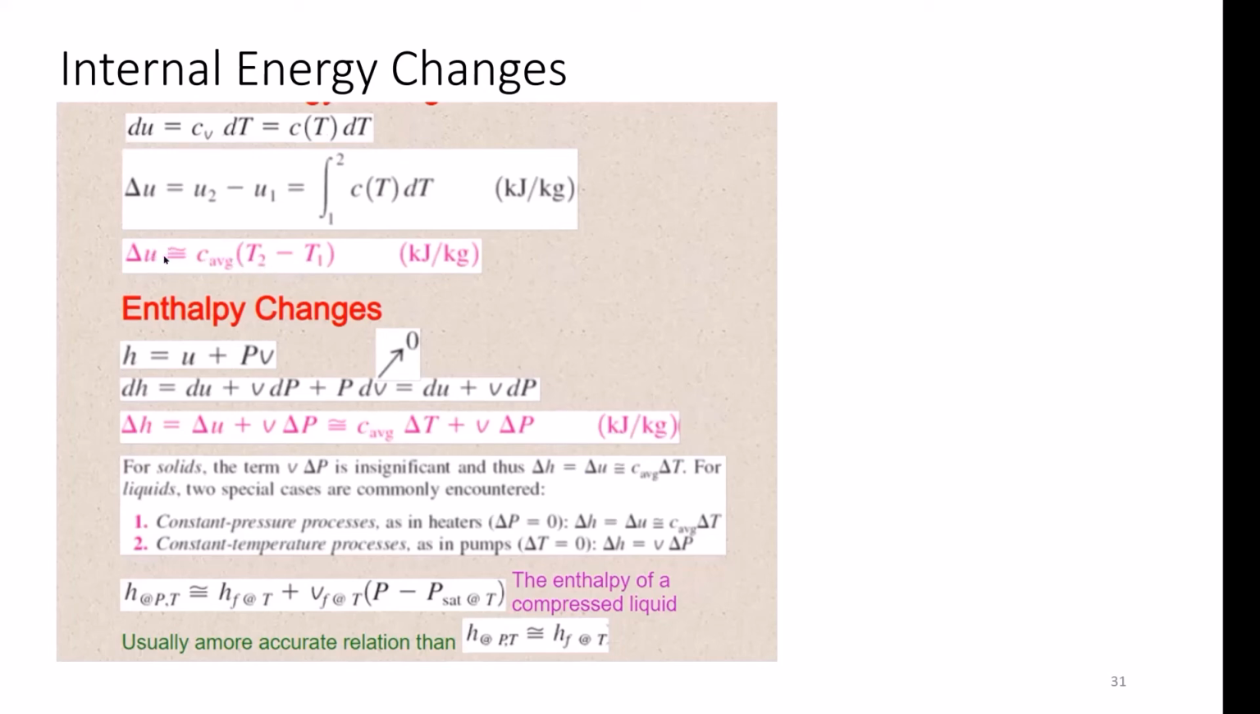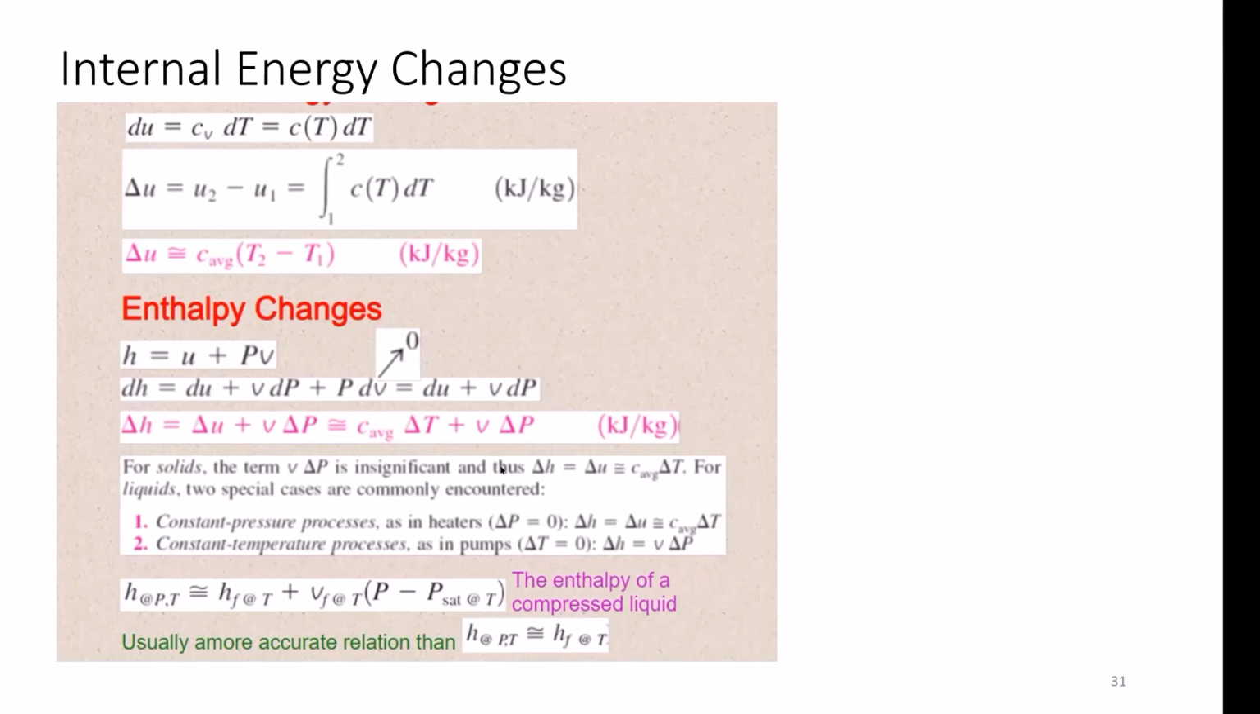Which of course we can rewrite using what we previously had: for our change in internal energy per unit mass, we have c average, specific heat average, times delta T, plus v times our delta P pressure. One of the things we're going to find is that for solids, this is going to be insignificant. So when we're dealing with solids, we're just going to have delta h equals delta u. So change in enthalpy per unit mass is the same as the change in energy per unit mass.